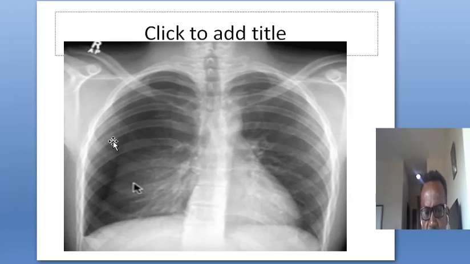What is the diagnosis of this chest X-ray? Still pneumothorax. You can see here there is a line, which is the visceral pleural line, or simply the lung border. Beyond this line, you don't see the pulmonary vasculature. So this is pneumothorax.